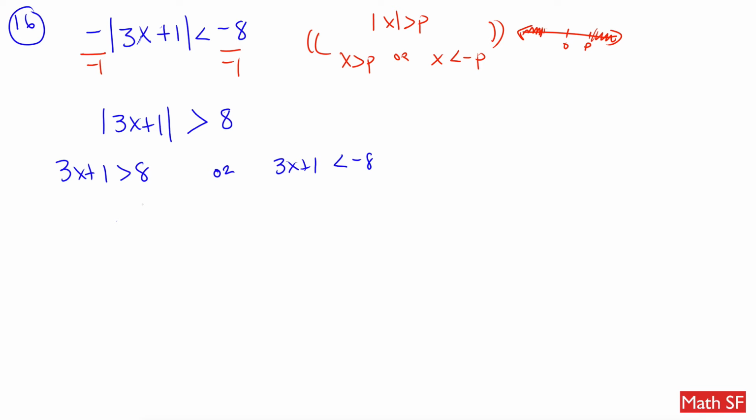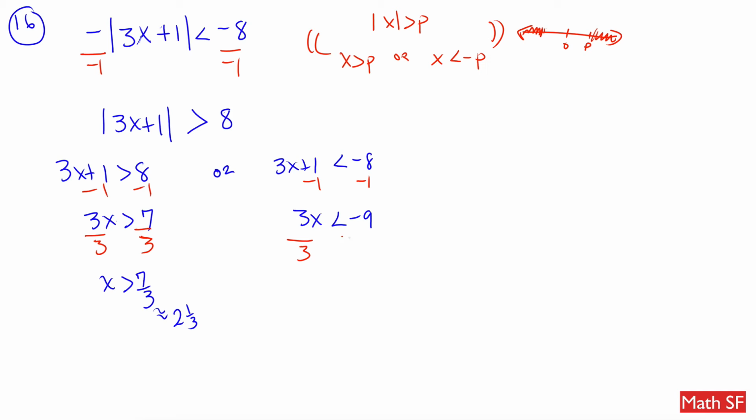Now let's solve each inequality individually. I'm going to subtract 1 on each side. Then I have 3x greater than 7, divided by 3 on each side. X is greater than 7/3. Isn't that about 2 1/3? Yeah, that's actually 2 1/3. Now I'm going to subtract 1 to solve the next inequality. I'll get 3x less than -9. Dividing by 3 on each side, I get x less than -3. Be careful here. We're not switching the symbol because we're dividing by 3, not by -3. You switch if and only if you divide by a negative number.